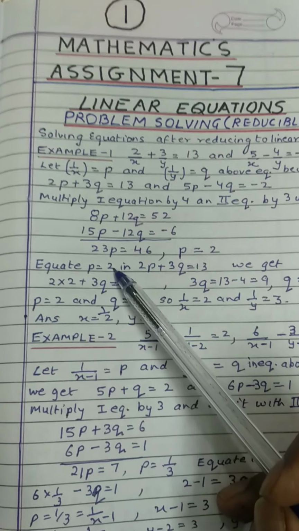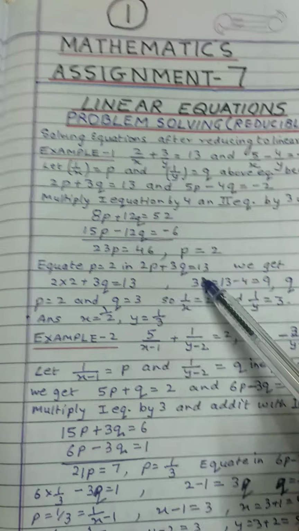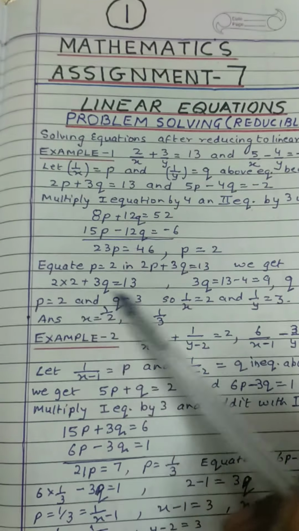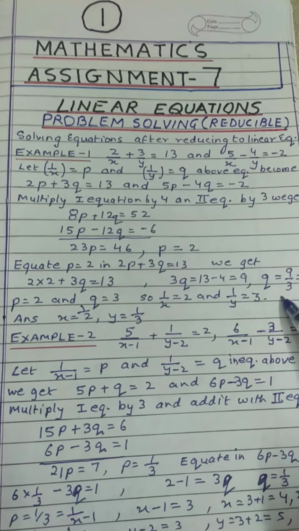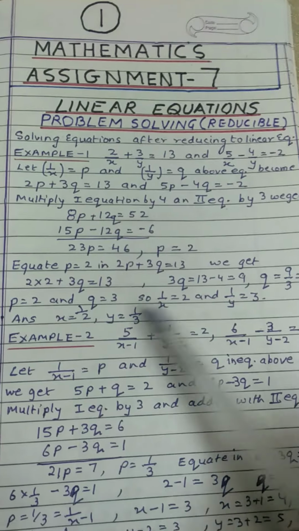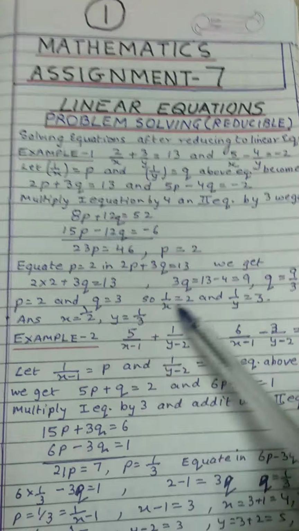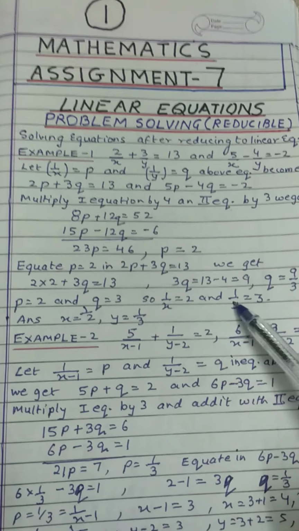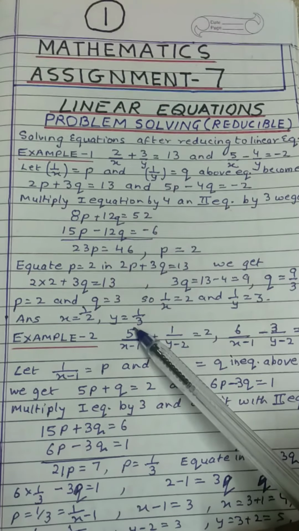If p is 2, substitute it in one of the equations, 2p plus 3q equals 13. We get 2 twos are 4, 13 minus 4 is 9. 3q is 9, so q is 9 over 3, 3. Value of p is 2, value of q is 3. 1 over x is 2, 1 over y is 3.